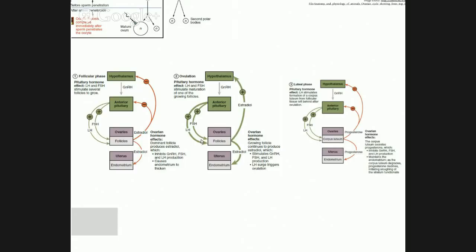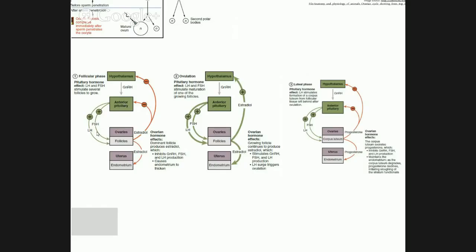Now, reproductive function is regulated through the hypothalamus. The hypothalamus releases a hormone called GnRH. That abbreviation is sufficient to refer to it. It stands for gonadotropin releasing hormone. A gonadotropin is a hormone that has an effect on the gonads. So gonadotropin releasing hormone coming from the hypothalamus tells the anterior pituitary to release the gonadotropins.